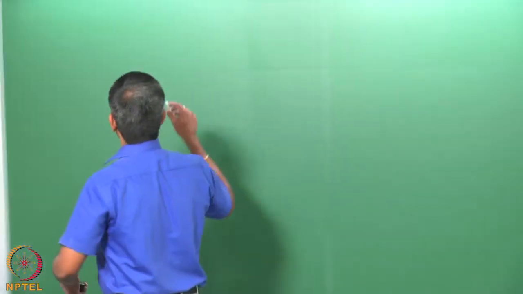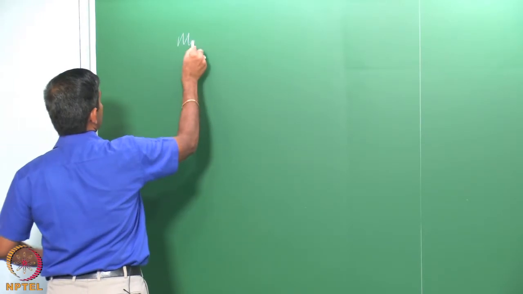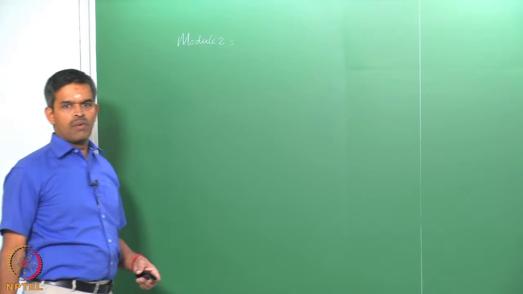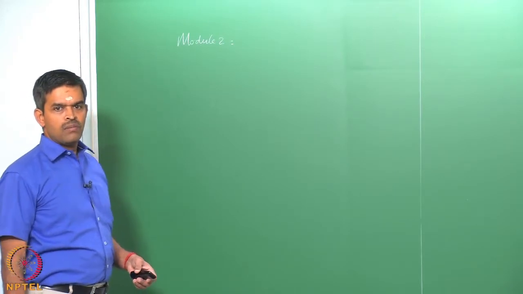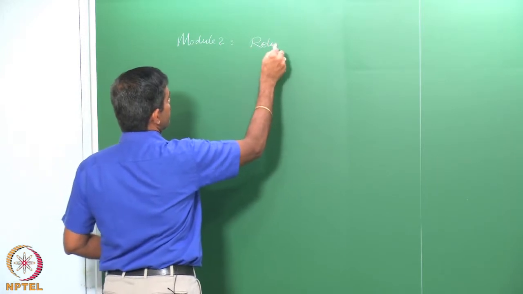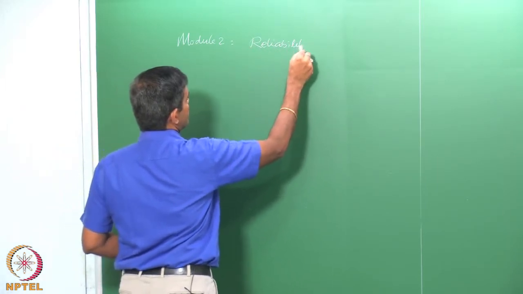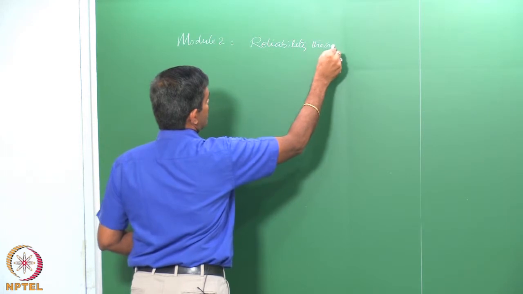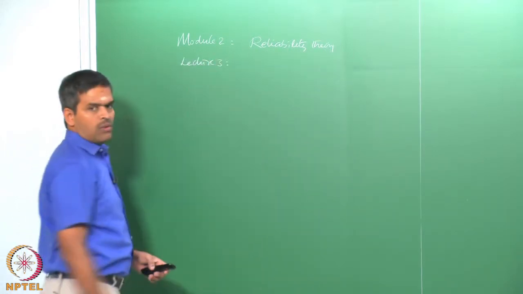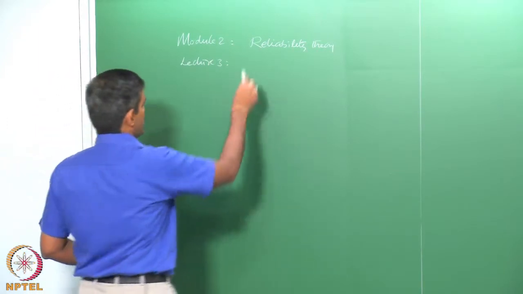Welcome friends to the third lecture on levels of reliability. So, we are talking about lectures on module 2 of the online course on risk and reliability of offshore structures. Module 2 is focusing on reliability theory. In this lecture 3, we are going to talk about levels of reliability.